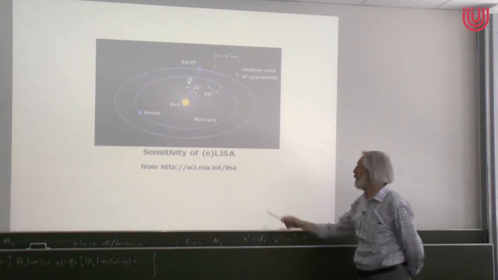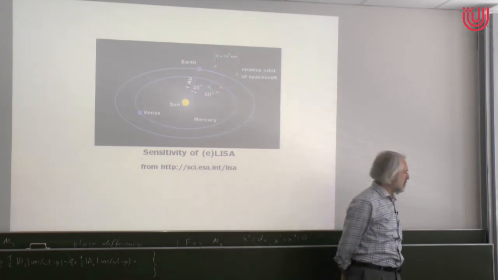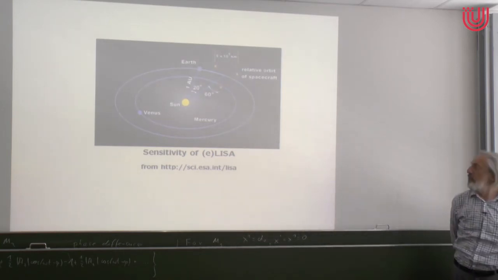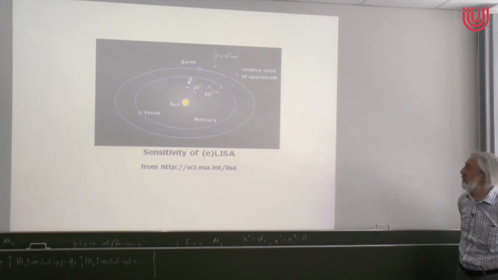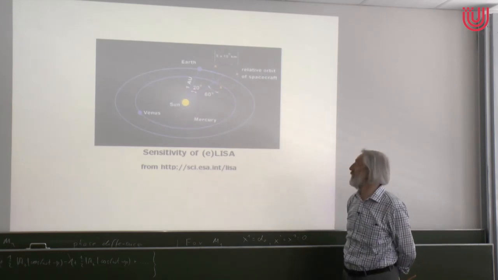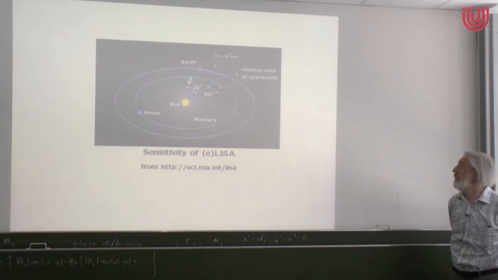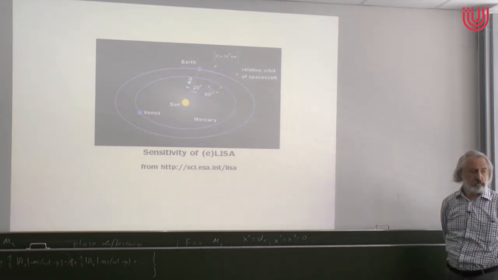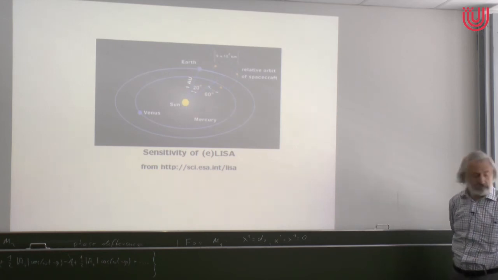And for a while it was called LISA, Evolved LISA, and then it was called NGO. Don't ask me what NGO stood for. But now, since gravitational waves have been detected with these Earthbound detectors, of course this gave an enormous boost also to this project. And we can now hope that LISA might fly in a fashion similar to the original plan, maybe around 2030. That's the most optimistic expectation.